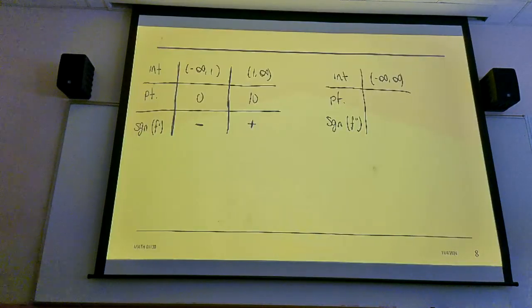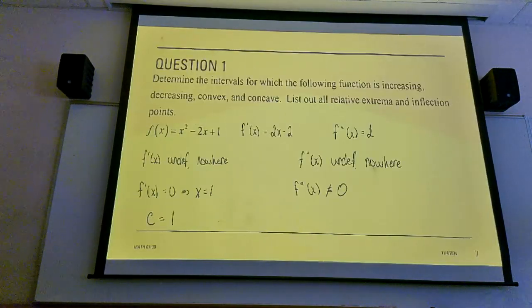So we only have one interval to consider, and that's the domain, all real numbers. Test point 0, plug it into f double prime. Is it positive or negative?